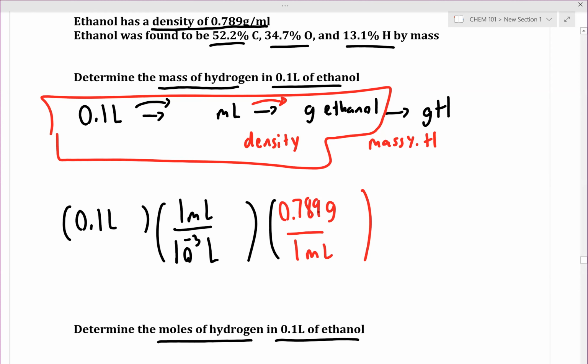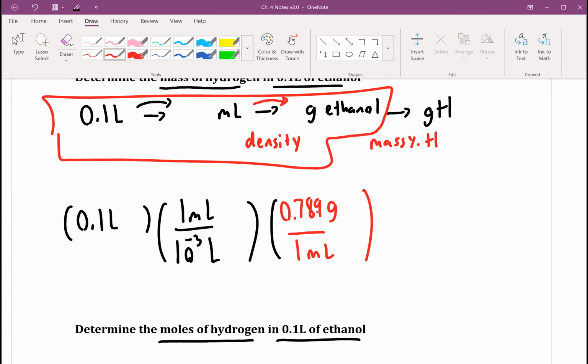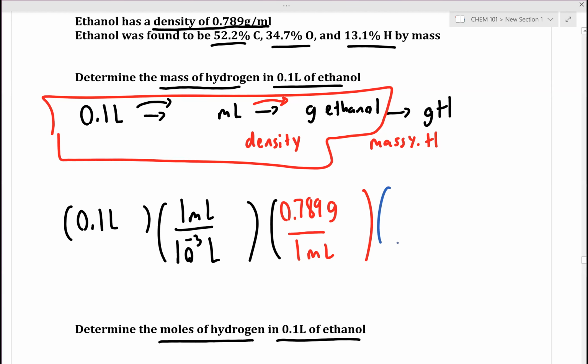Okay, perfect. And now we're going to apply our mass percentage. So my question to all of you is, how many grams of hydrogen are there per how many grams of sample? So how do we express our mass percent? How many grams of hydrogen do we have? Yep, 13.1 per how many grams of sample? 100.